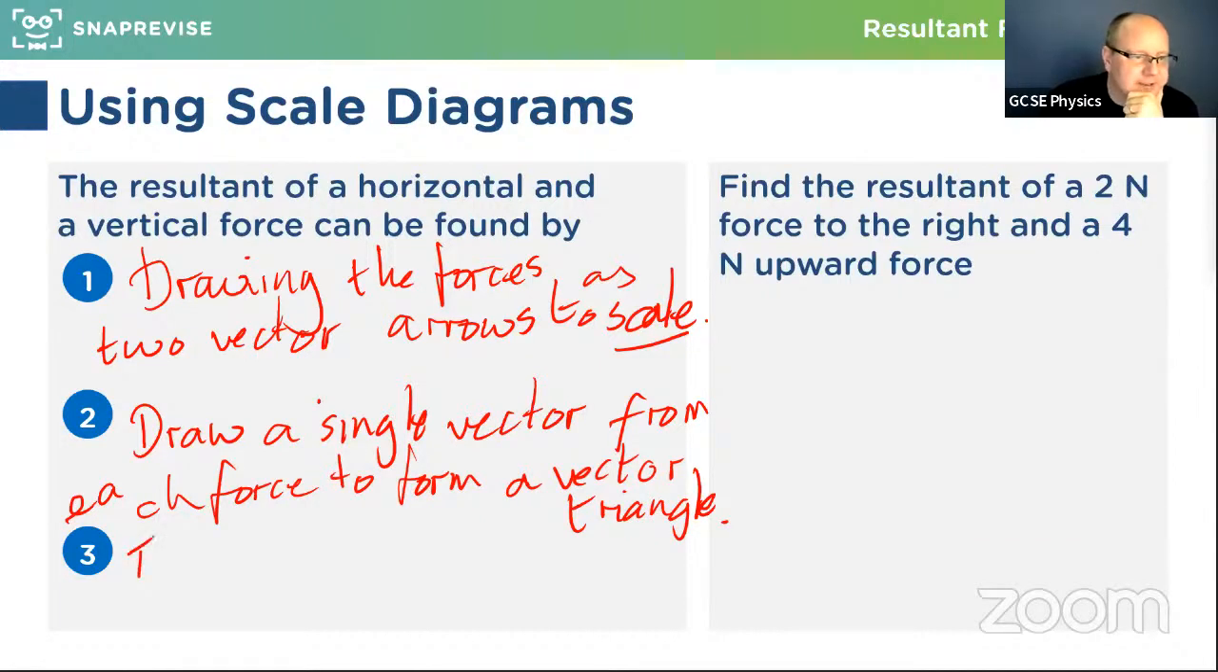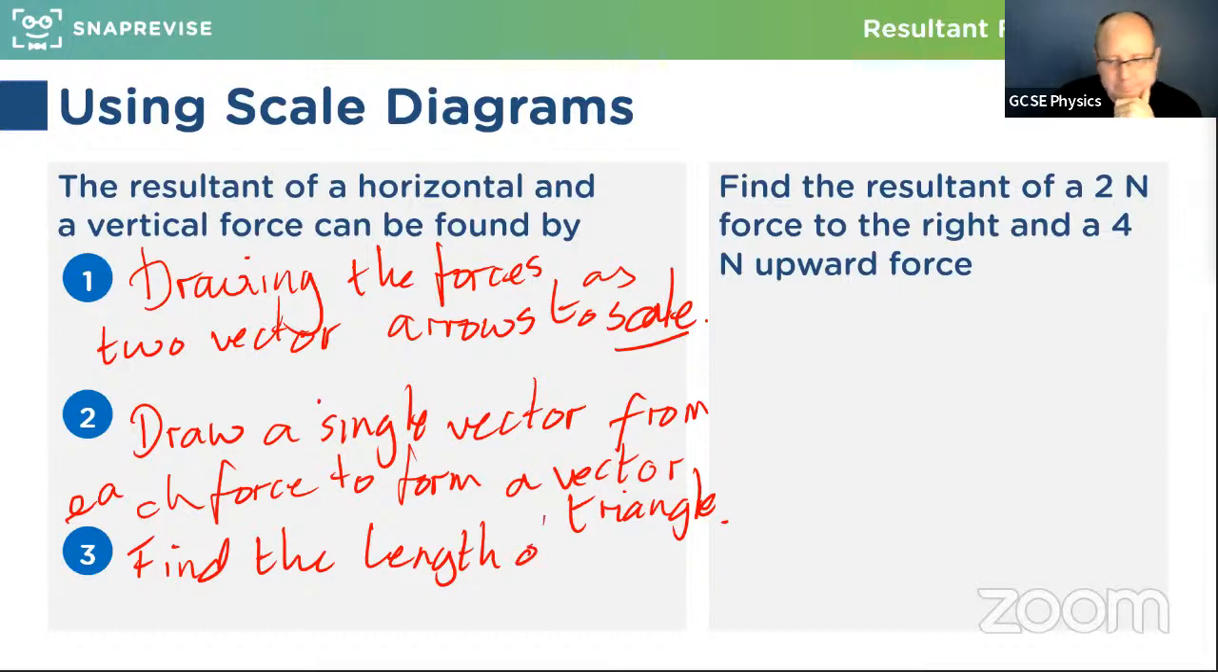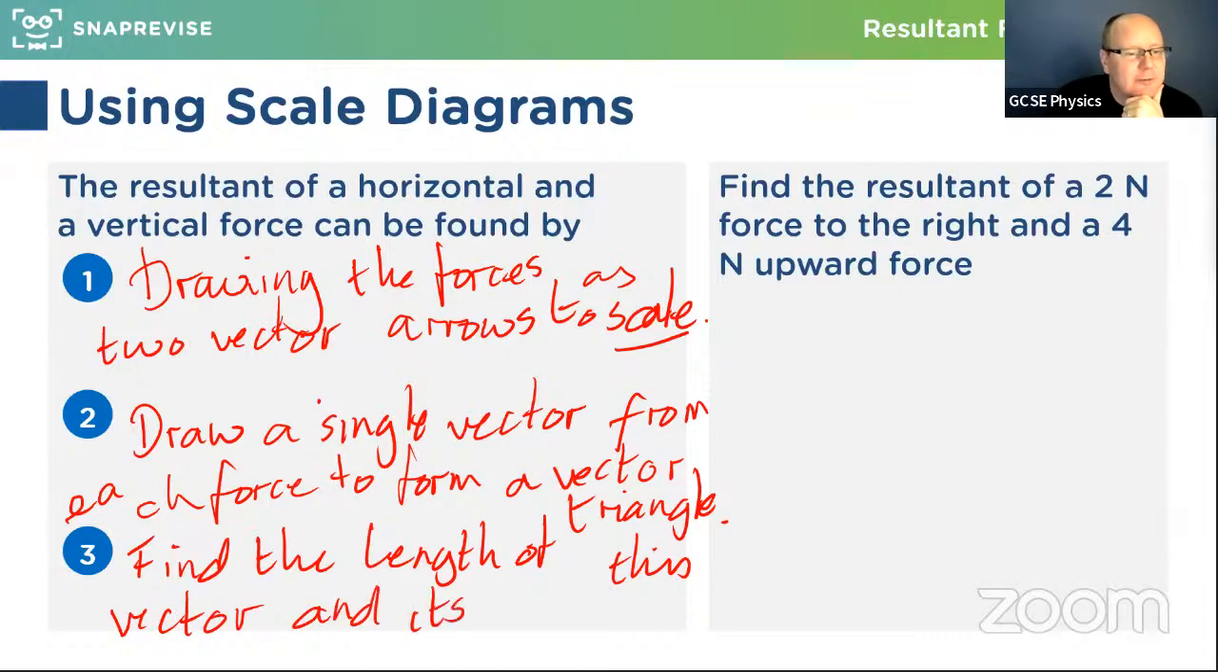And then the last part we need to do is we need to find the length of the resultant vector and also its angle from the horizontal or the vertical. So let's illustrate this. Let's say we've got a vertical force here. And we'll say that's 4 centimeters long.